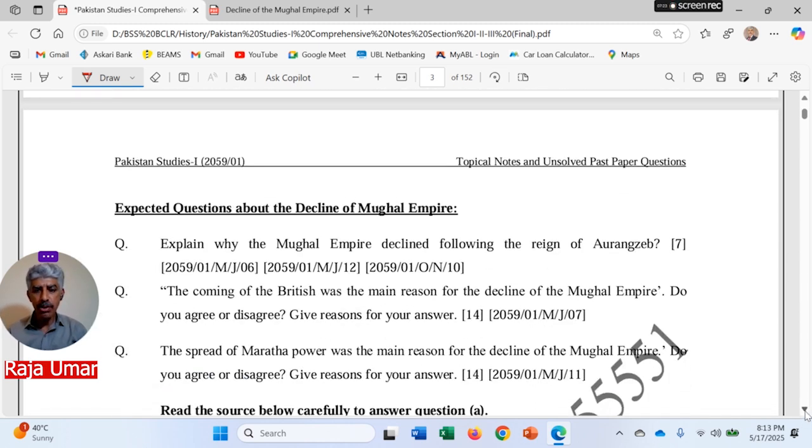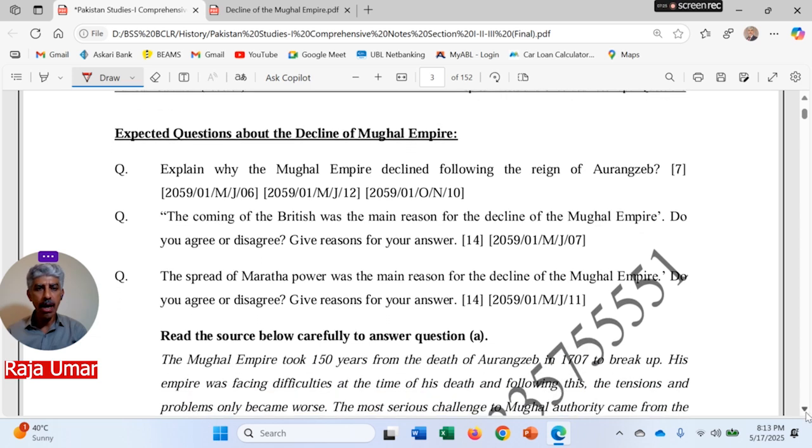So now the questions related to this one, and you can see that here I have made a list of all those questions that have come up in past papers. For example, explain why the Mughal Empire declined following the reign of Aurangzeb. This question has come up in May-June 2006, May-June 2012, and October-November 2010. The coming of the British was the main reason, or you can say the arrival of the British was the main reason for the decline of the Mughal Empire.